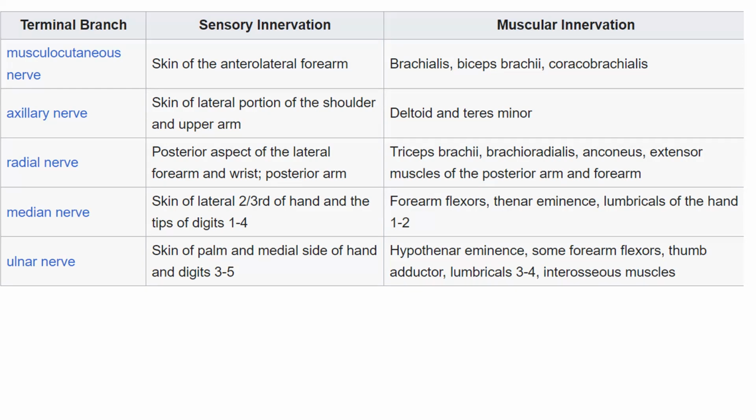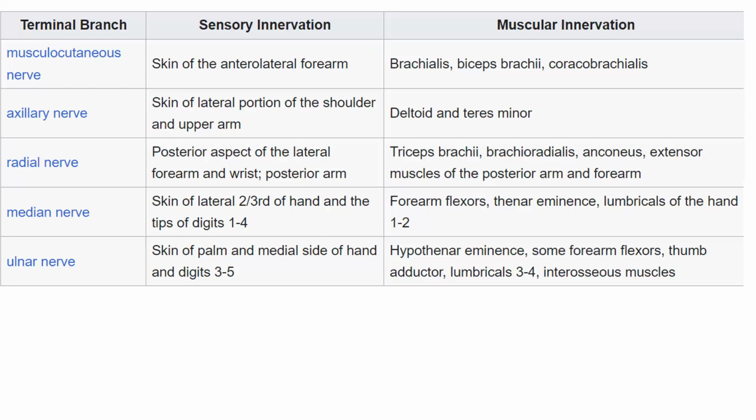The only muscle not supplied by the median nerve in the thumb is what? The adductor pollicis. And if the adductor pollicis is gone while you're doing opposition, you get the Froment sign. You should know what the Froment sign is.